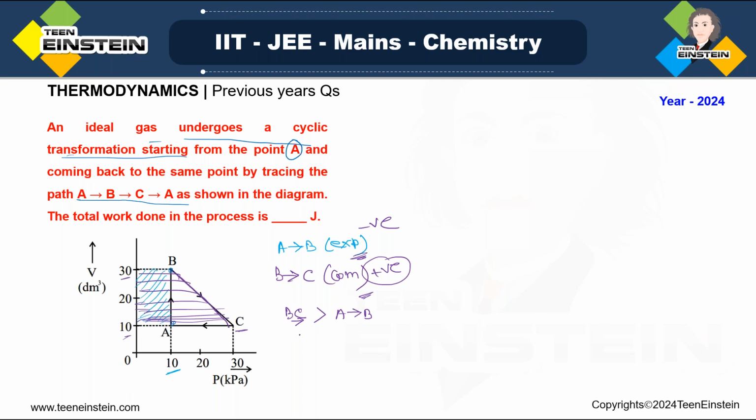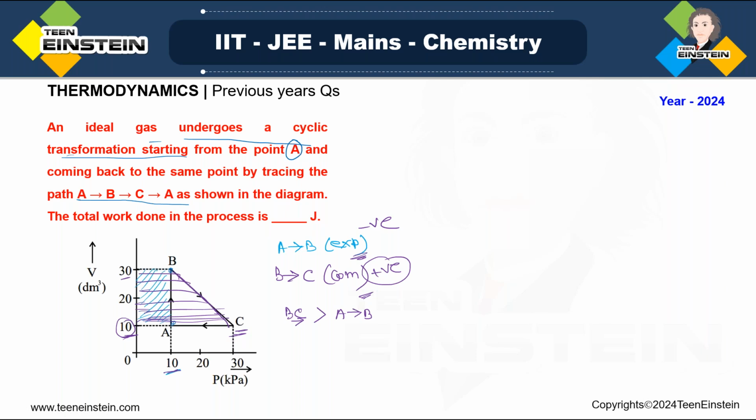But why we are not talking about CA? Because in CA, what is happening? Your pressure is changing from 30 to 10, but there is no change in the volume. The volume is fixed at 10. So there we will not consider any PV work. Fine. So this is the description. We are trying to explain it individually for AB, BC, CA, so that we can understand the sign of the final value of the work. Because here, whatever will be the answer, it may be positive or negative. But whether it is positive or negative, that you have to understand. So that is why I am giving this explanation.